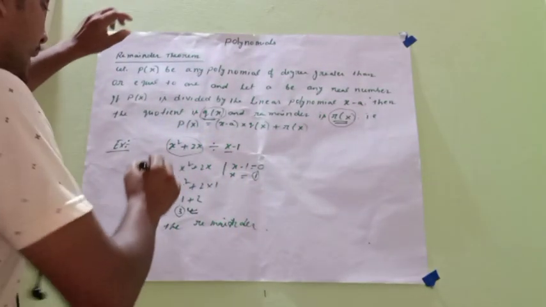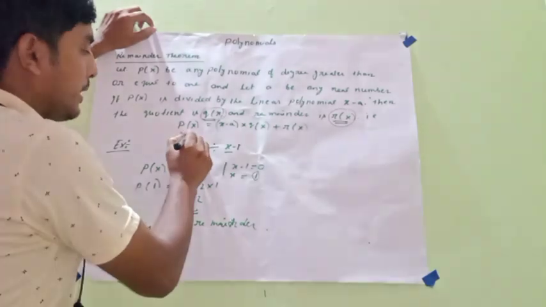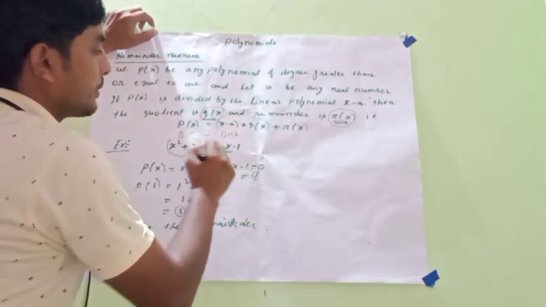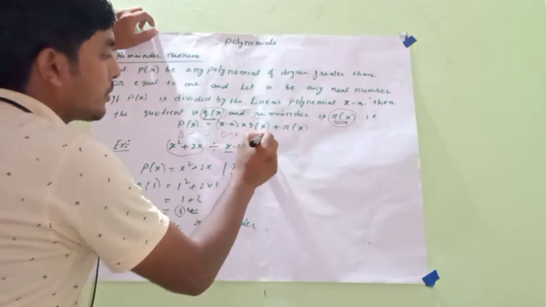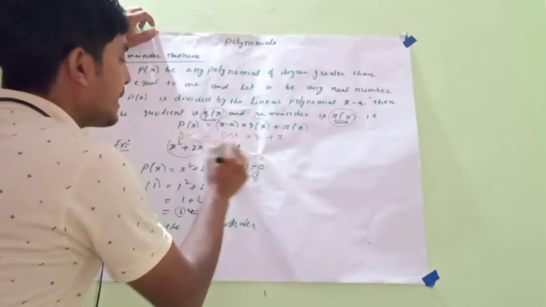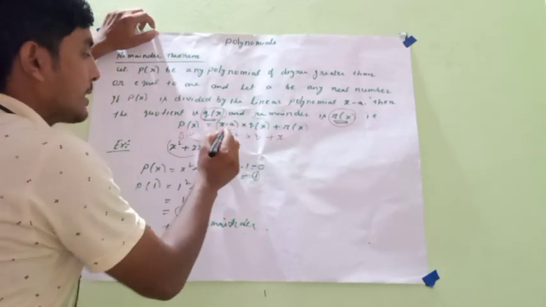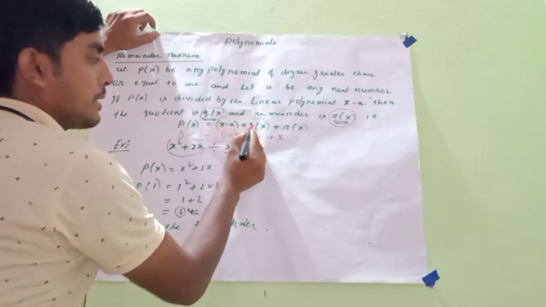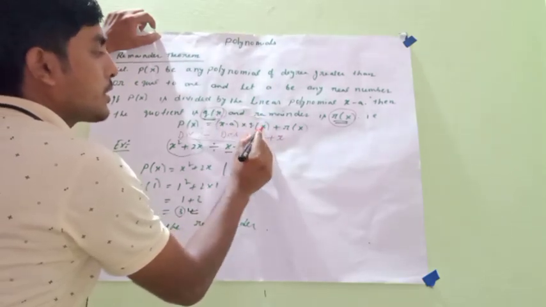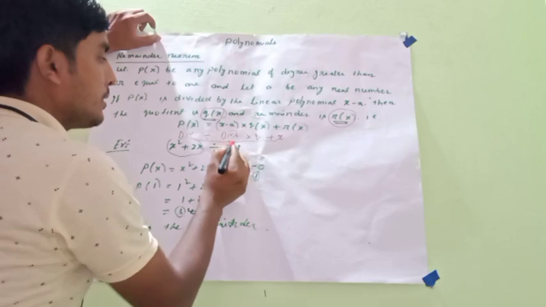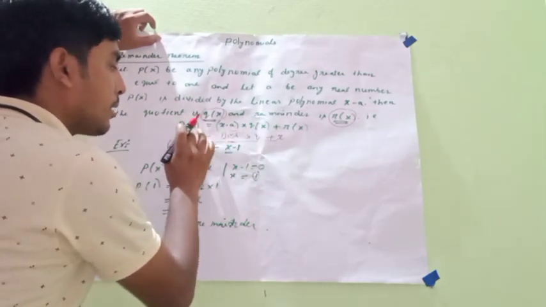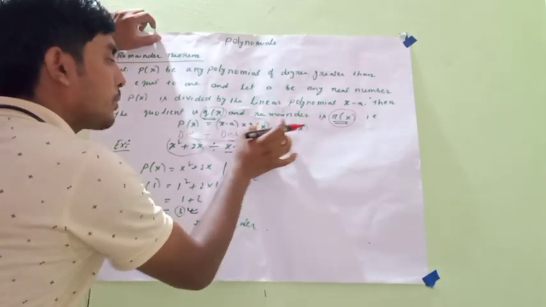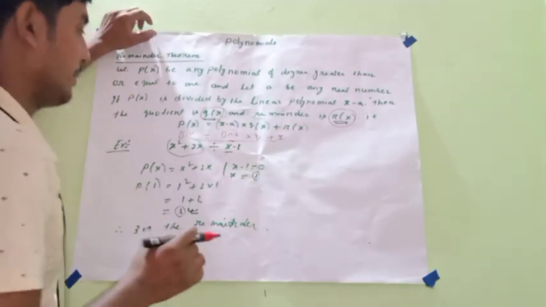As you know, dividend is equal to divisor into quotient plus remainder. Here, p(x) is the dividend. What is the divisor here? x minus a. The quotient is q(x), and the remainder is r(x). So this one and this one are the same. You got this relation already in your previous classes, or not? Now, in the case of polynomials, you have to write this one.